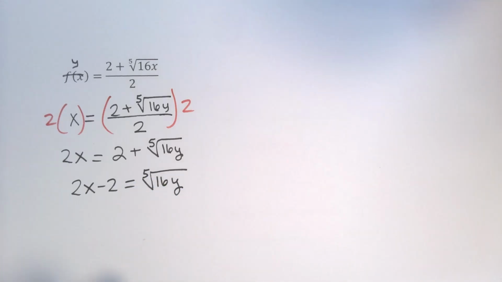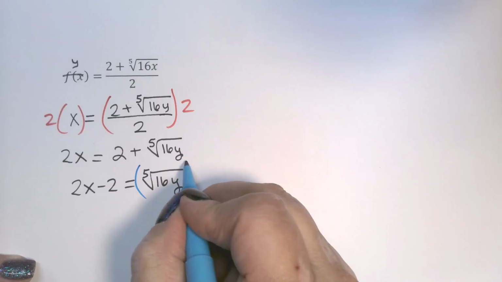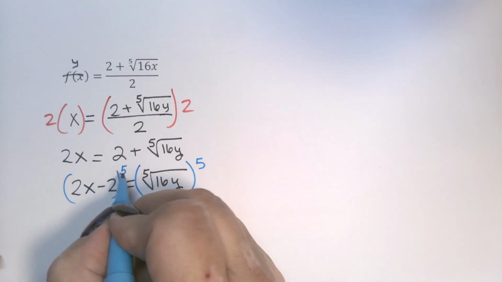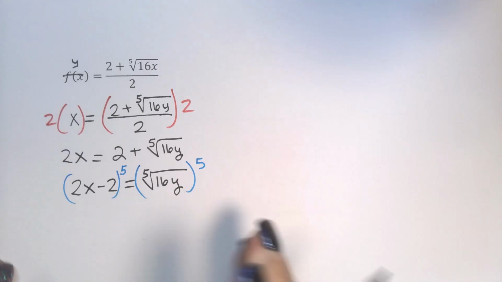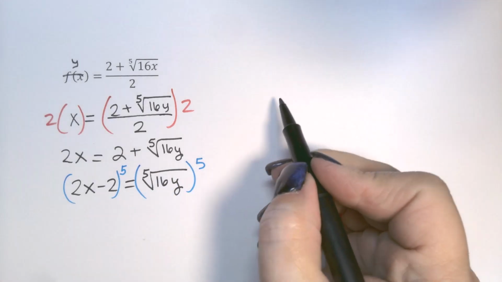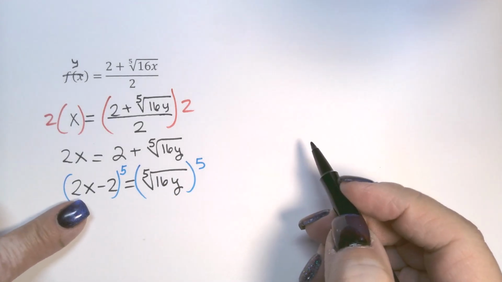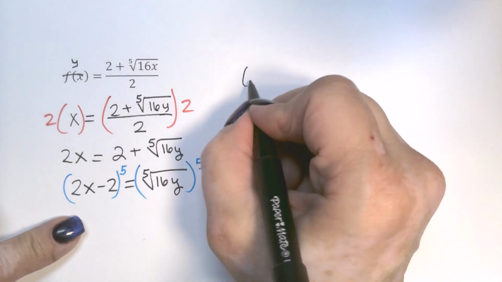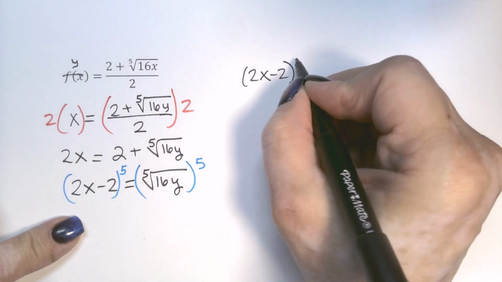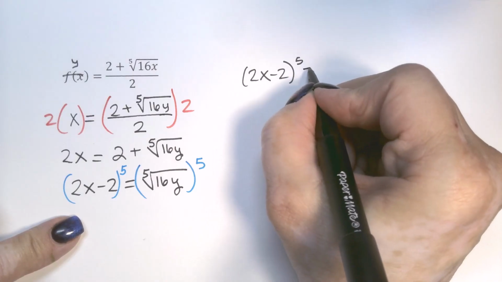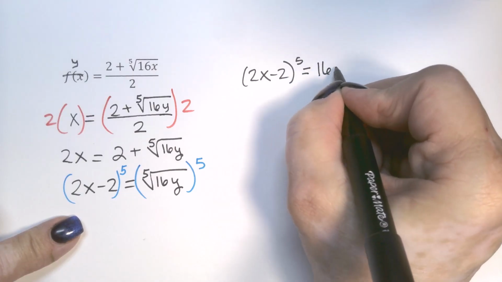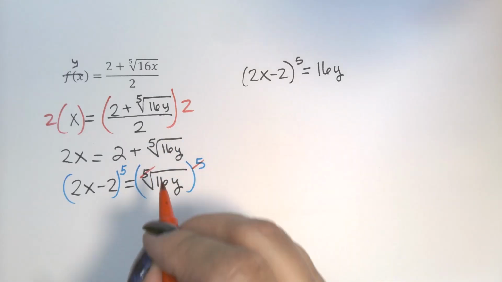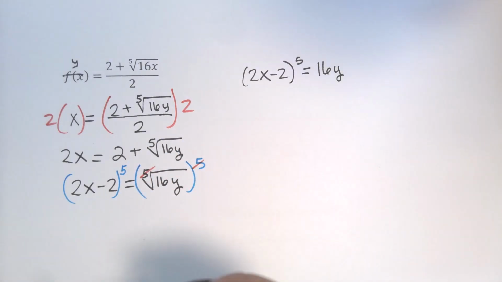This radical is alone now. So let's just raise it to a power of 5 and raise this to a power of 5. And no, I'm not going to multiply that out. I left myself a lot of room here, but not to do that. All right, so what I've got now is 2x minus 2 to the 5th power equals 16y. Because now when you take something to the 5th power, it'll cancel out the radical of the 5th.